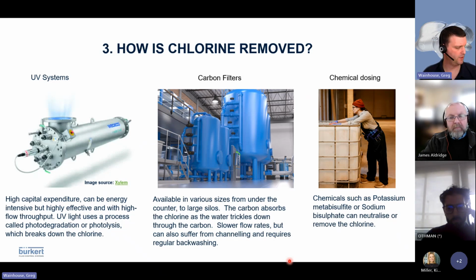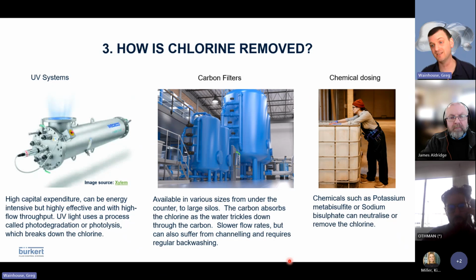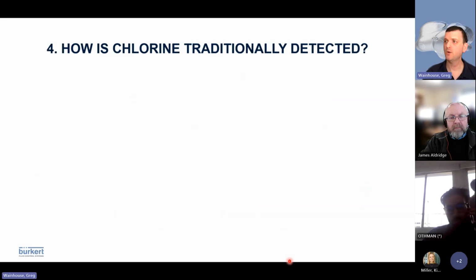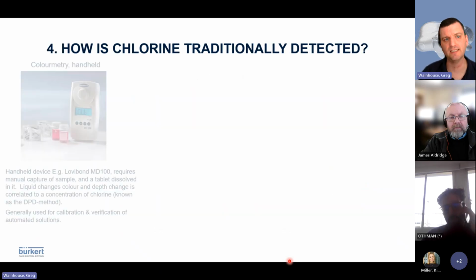But if you're an end user, you will consult with a system integrator or an OEM to determine what is the right process for you, whether it be based on the amount of chlorine that's coming into the process, or the amount of bacteria that's coming through the process, or the throughput volumes. We can't tell you which is the best way to do the chlorine removal, but what we can do is tell you the best way to detect the chlorine coming into the process, but also most importantly out of the process as well. So how is chlorine traditionally detected?